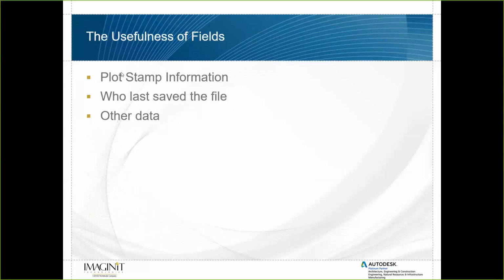So the usefulness of fields: plot stamp information, who last saved the file, and other data. How many times have you run across something where you've got the PDF of a file and you have no idea where that file came from? You could put a field in there that displays the full file path, and it will always print down there just like the plot stamp, because that's what a plot stamp actually is. It's a specialized set of fields.